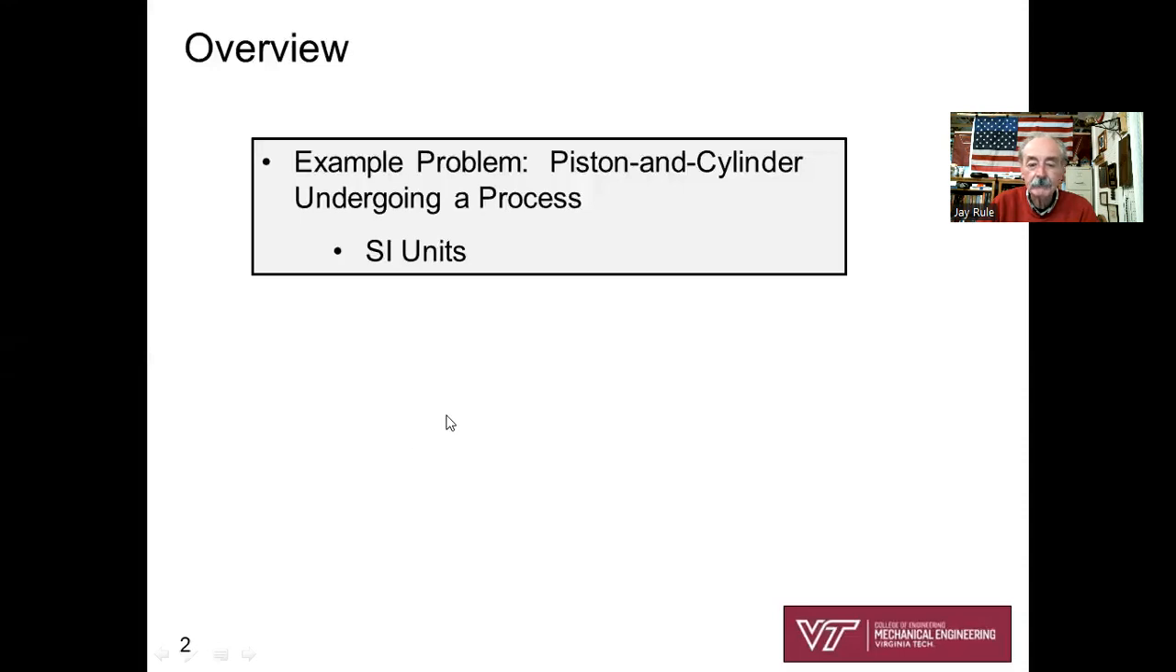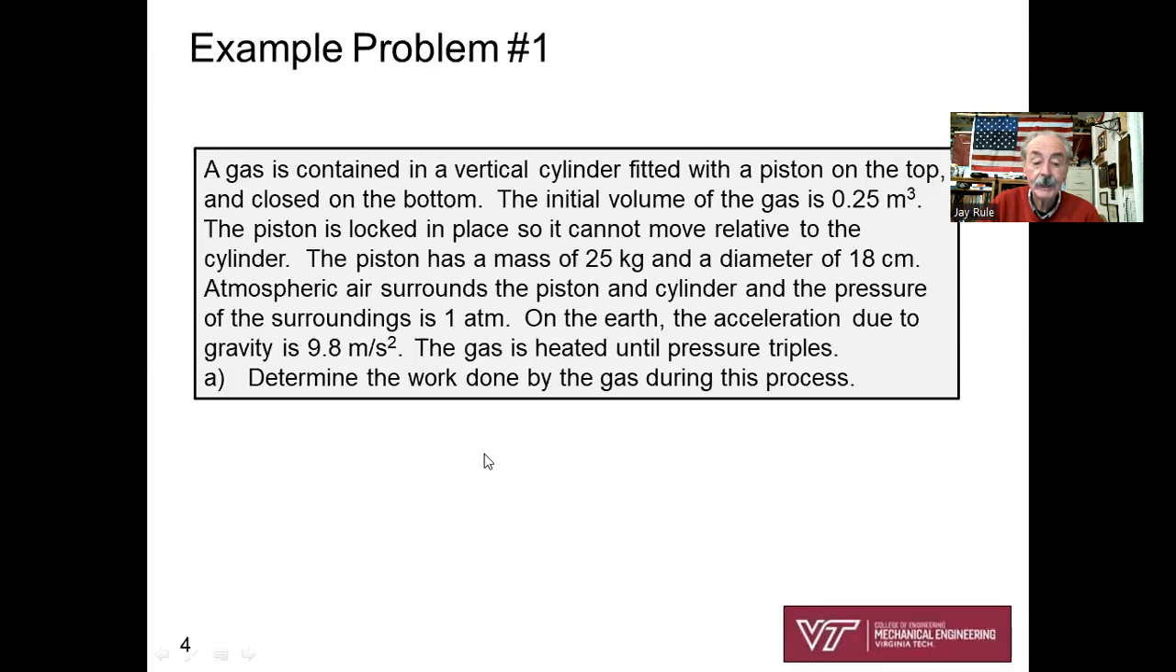So again, we have a piston and cylinder undergoing a process, and we're going to use only SI units for this problem. Okay, so I'll read it as you read along. And I see there's only a part A associated with this problem. It says, a gas is contained in a vertical cylinder fitted with a piston on the top and closed on the bottom, just like all the previous four.